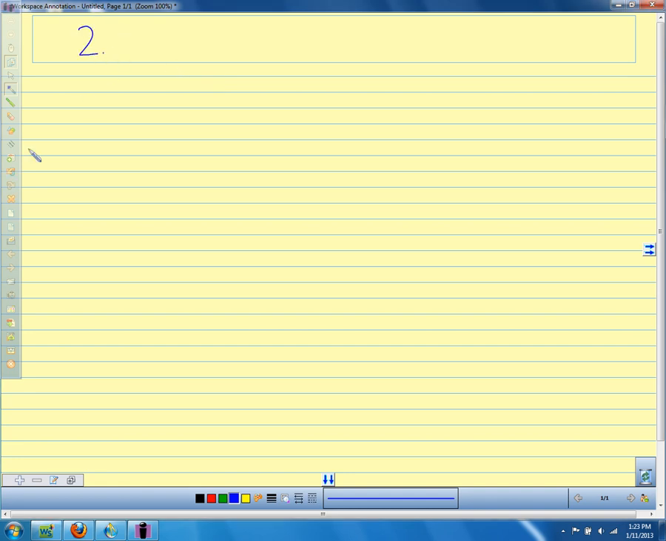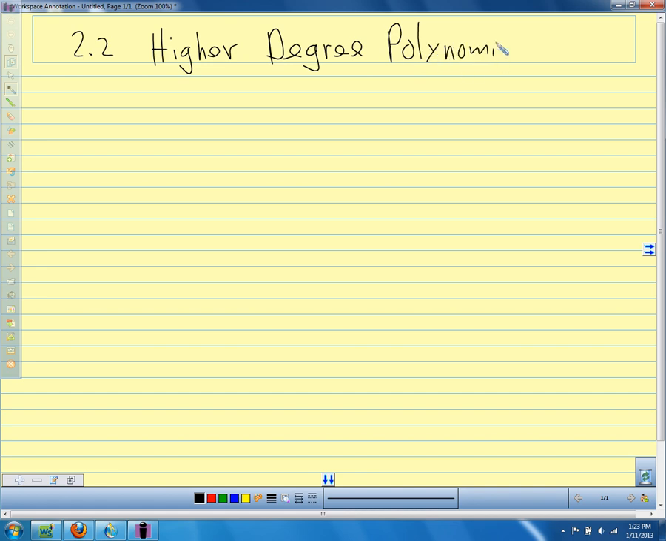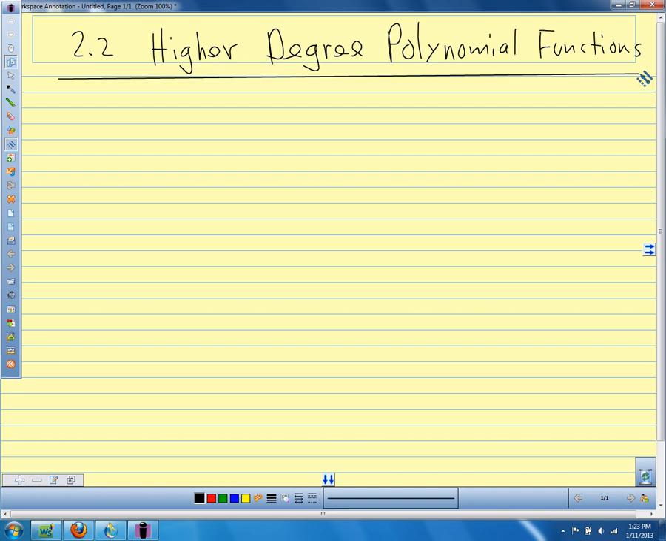So we're in section 2.2. So we're going to talk about polynomial functions. The other day we talked about quadratic functions, where our highest power is the second power. So we're going to talk about polynomials that have higher powers.